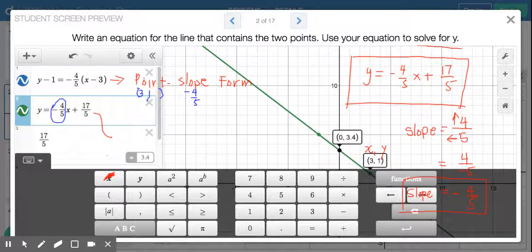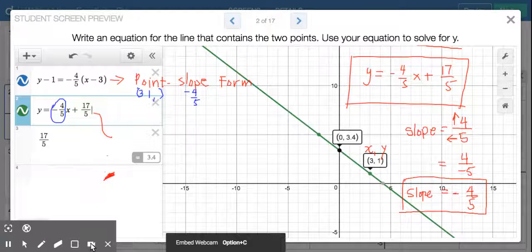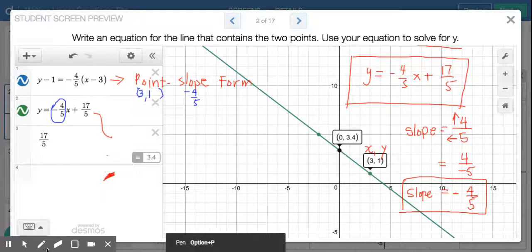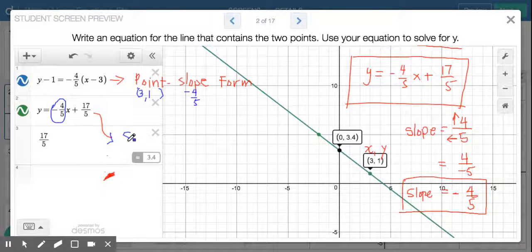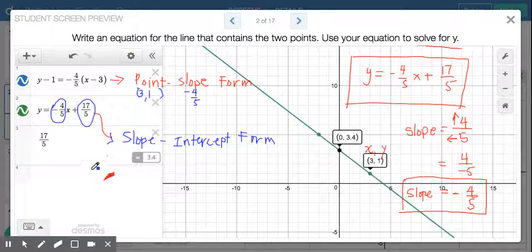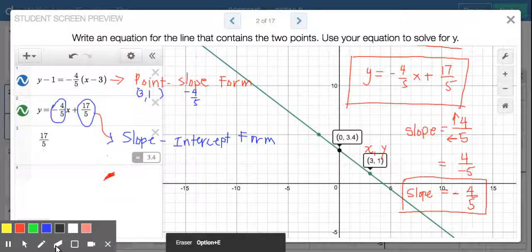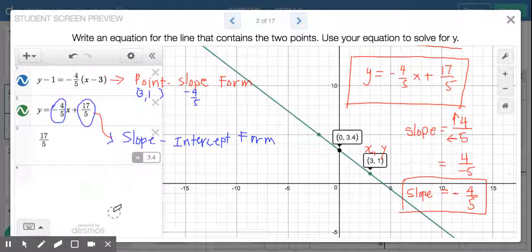Therefore, we call this form the slope-intercept form, because it gives us the slope and this is the y-intercept. I want you to be able to write the equation of a line using point-slope and using slope-intercept form.